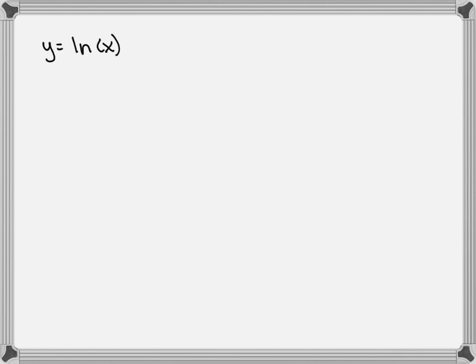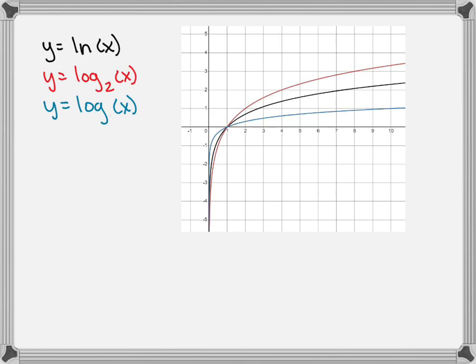So finally, let's look at 3 more graphs on the same coordinate plane. We will look at y equals the natural log of x, y equals the log base 2 of x, and y equals the log of x, which is base 10. Here we can see these all on the same coordinate plane. So we have the natural log of x in black, we have the log base 2 of x here in red, and the common log base 10 of x here in blue.